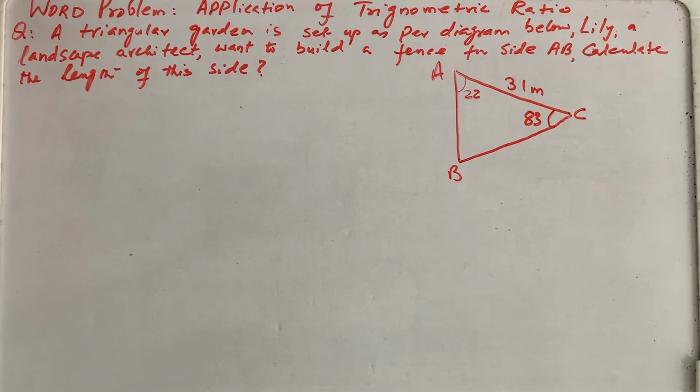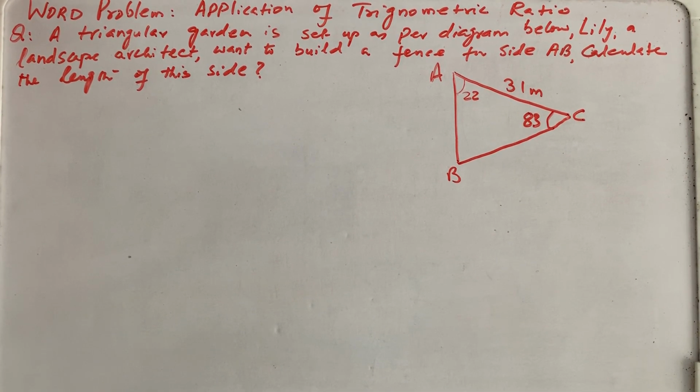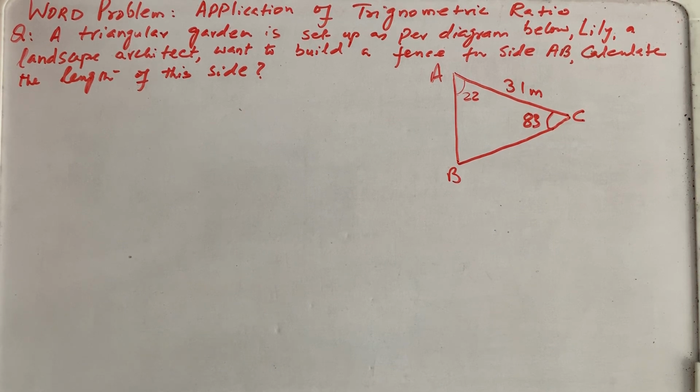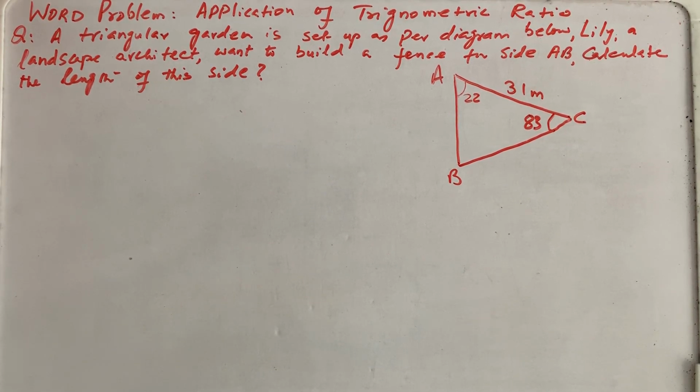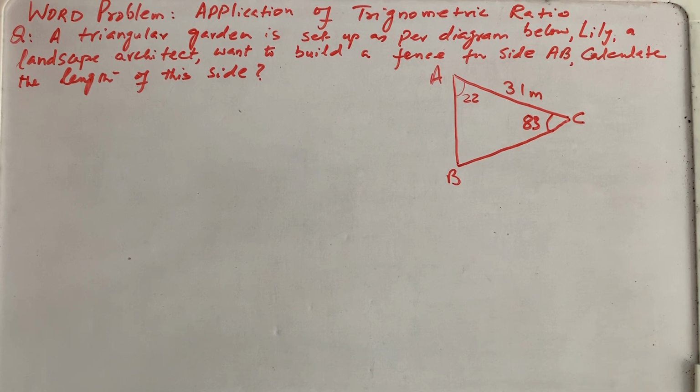Today we will be having another word problem for the application of trigonometric ratio. We learned in the last lecture three trigonometric ratios: sine, cosine and tangent, and how to remember them by SOH CAH TOA. And we have here the word problem.